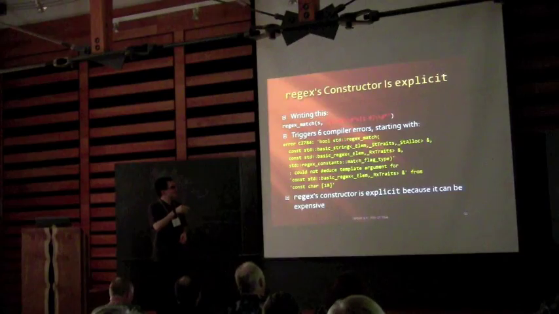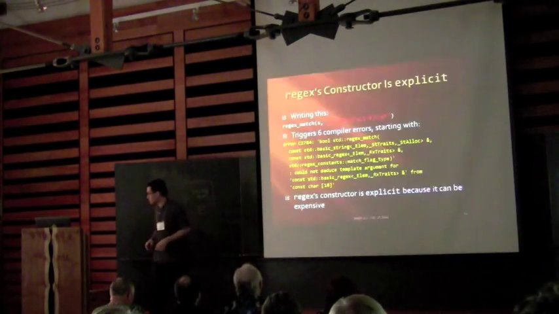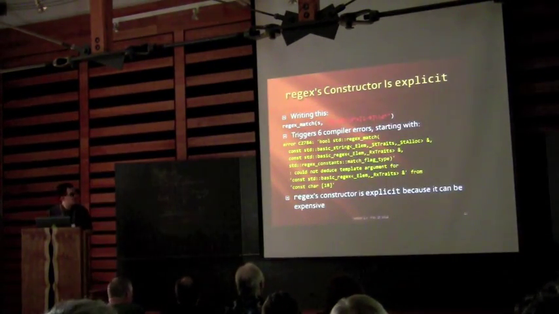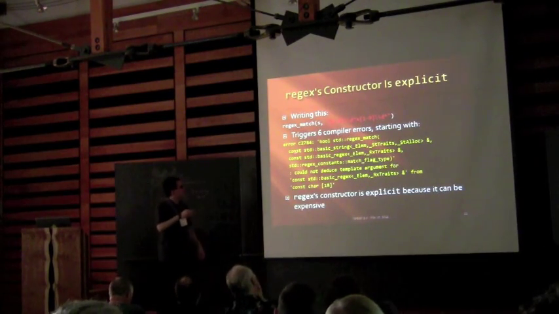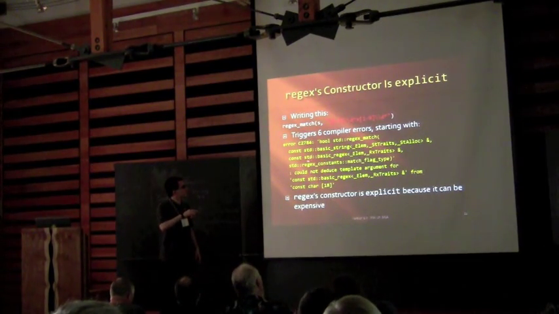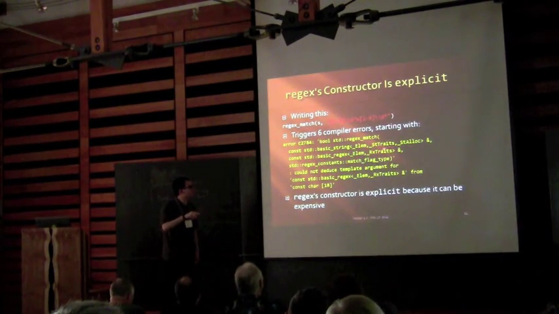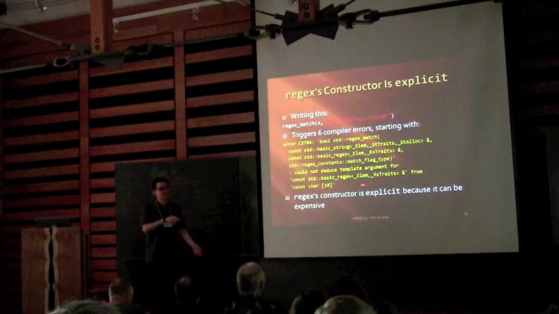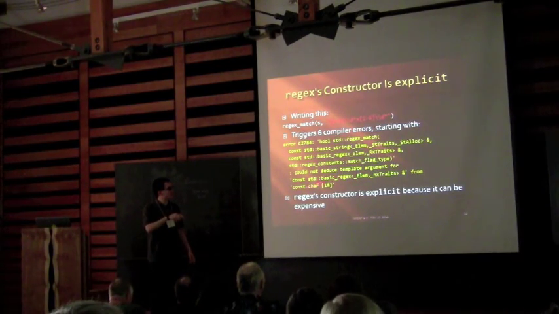So what it is, it's a template. The function signature takes a basic regex of charT and regex traits, and all that is the type const char star. And it's like, I can't make these identical.